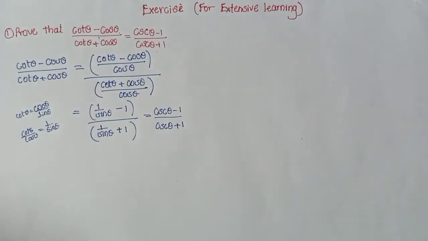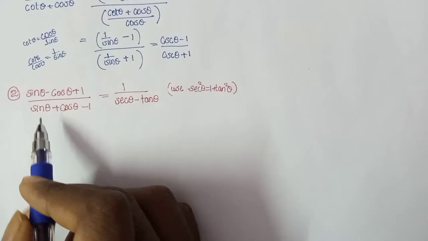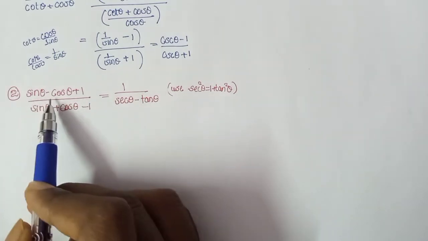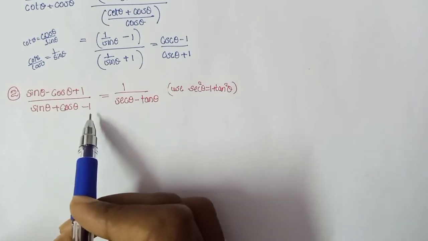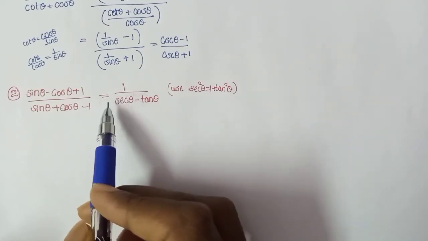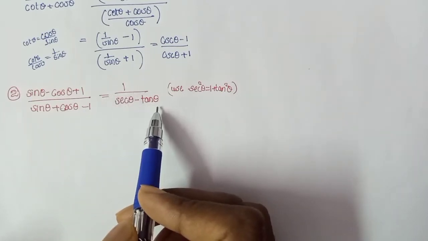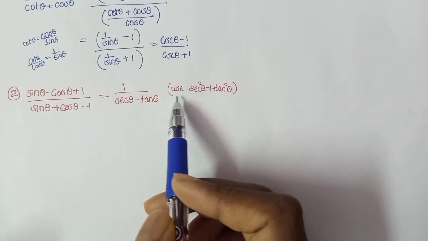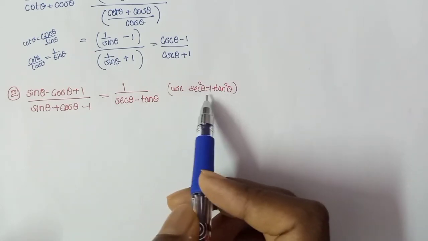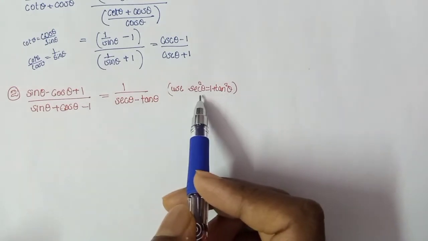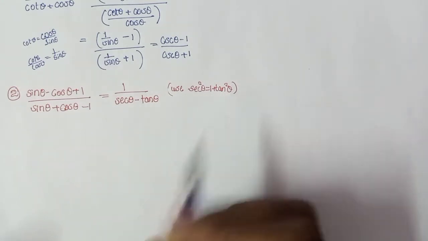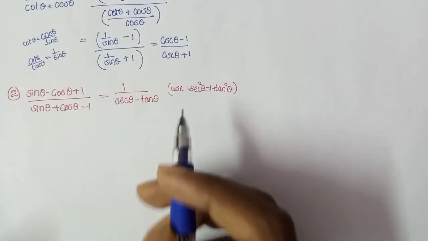We'll see the next question. The next problem is: prove that (sin theta minus cos theta plus 1) by (sin theta plus cos theta minus 1) is equal to 1 by (sec theta minus tan theta). And they have given one hint: use this identity. What is this? Sec square theta minus tan square theta is 1, that is, sec square theta is equal to 1 plus tan square theta. This is the question. Let us do the answer.